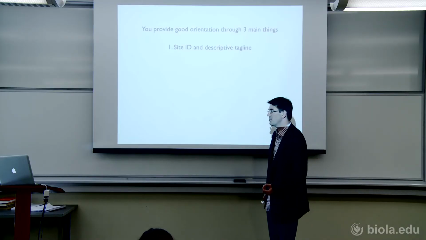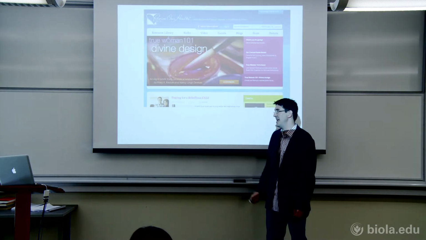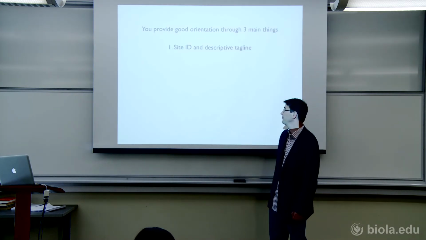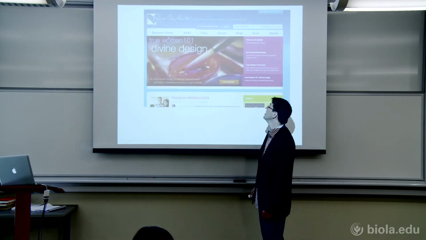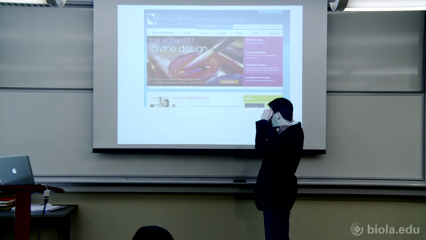This is the number one problem on the web. People come to your site from all over the place and they enter, not just at the home page, but at any page. There's lack of orientation unless you provide it for people. This is the first thing you need to do to keep people from thinking. You provide good orientation through three main things. First, site ID and tagline. Now, this tends to happen automatically.